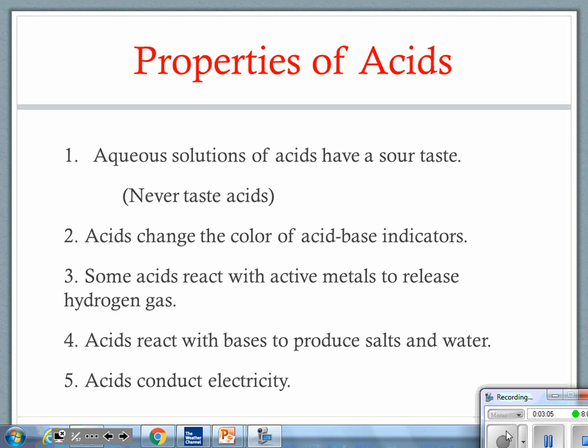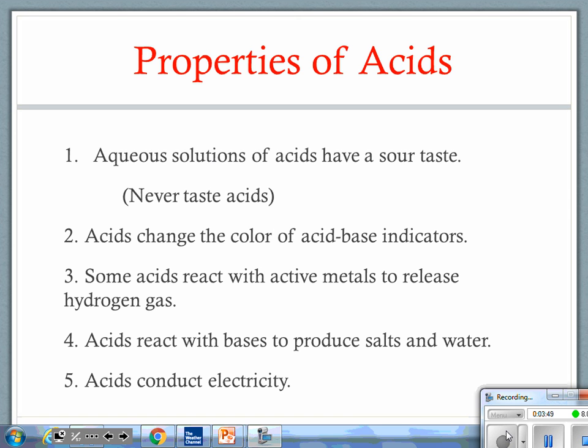Acids change the color of acid-base indicators. I'm sure at one time or another, you folks have used something we call pH paper. pH paper is universal indicator. It has different ranges of colors for different pHs. There are many, many different indicators that you could use for acids and bases. Remember the lab I did as a demo where we used food coloring as an indicator.